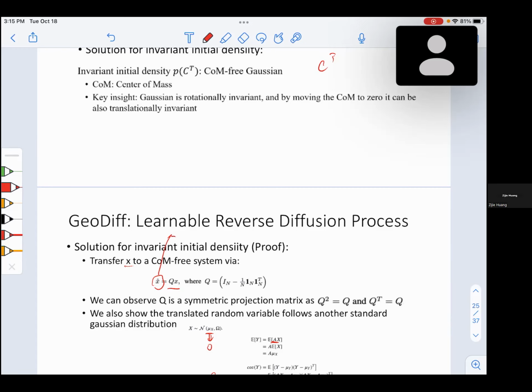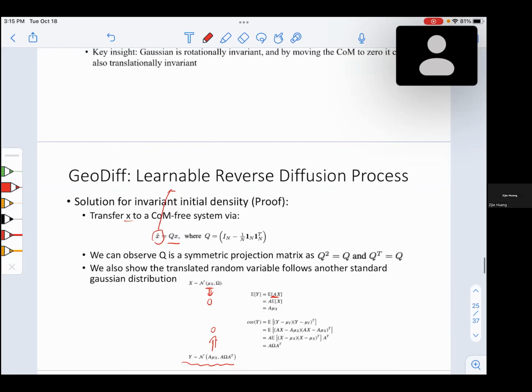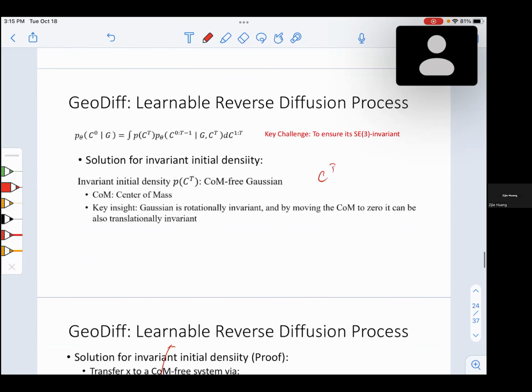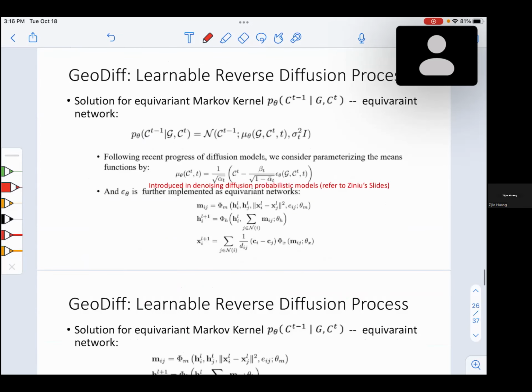For the translation equivariance, for each of these non-COM-free systems, we can transform it by this symmetric projection matrix. And once we set the COM to 0, then no matter how we translate it, it will still have a 0 mean. So that's the key idea, adopted from the ICML 2020 paper to achieve this invariant initial density. So this is the first step to solve this question.